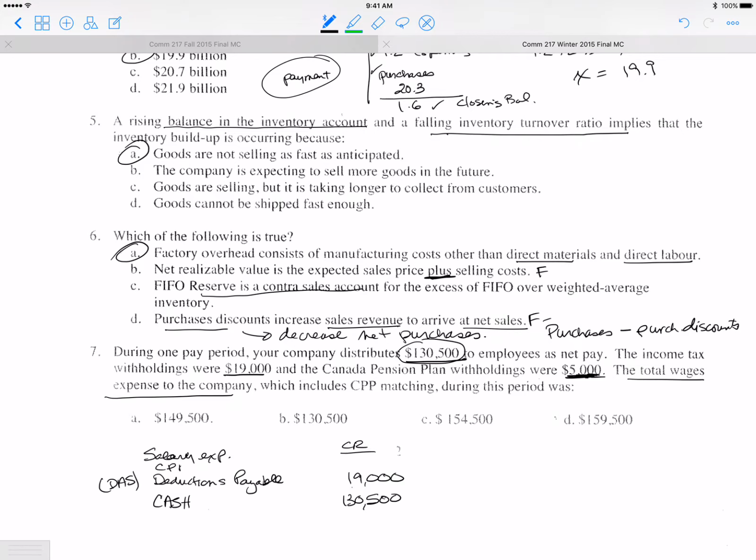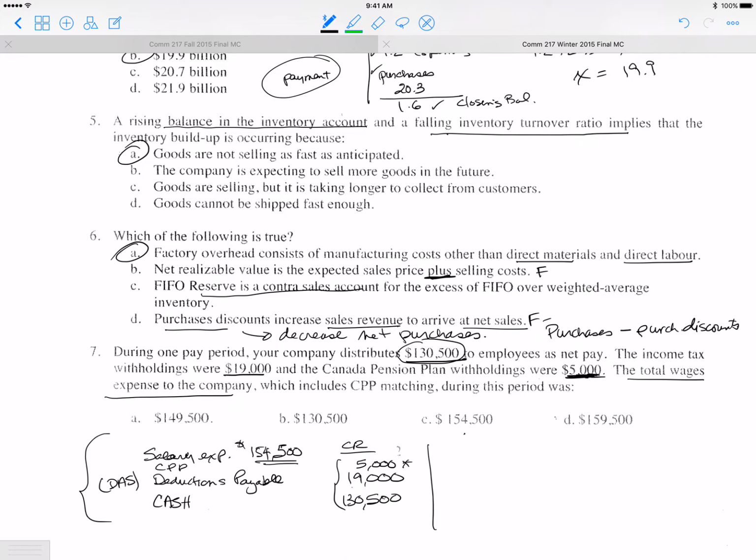We also have CPP deducted from the employee's salary. This is the employee's contribution. So the gross amount for this particular part of the answer, if you just add all these up, all your credits have to equal your debit. So it must mean that the gross salary for this part of the question was $154,500. And that's this. But it's not correct because we also have to take into account that the employer also has to match the CPP contribution.